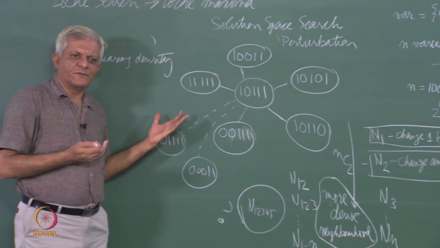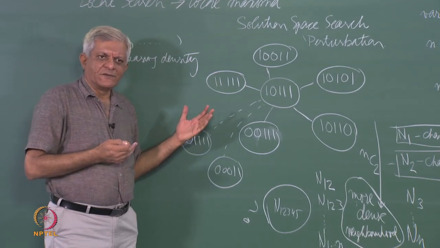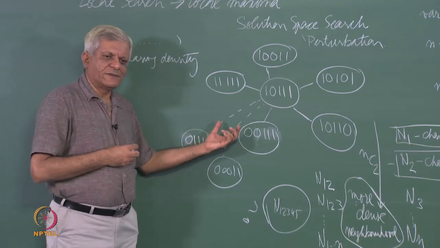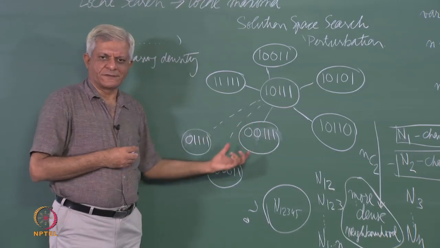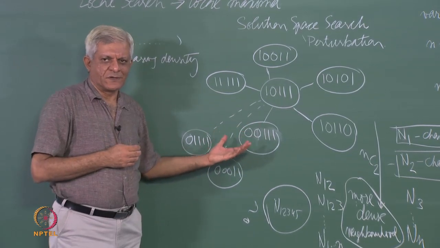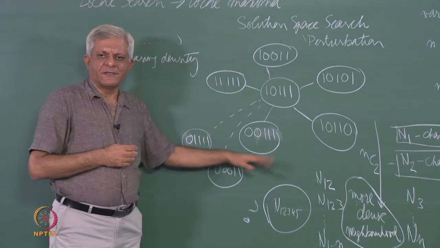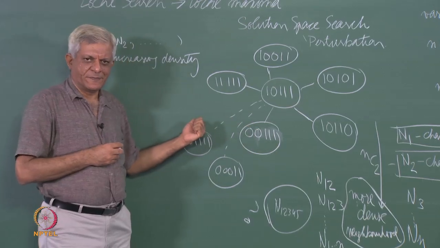And what is the notion of a local maxima? The notion of a local maxima is that this state is better than all its neighbors. That is the notion of a local maxima. If all the neighbors are the entire set like in that example, then it is a global maxima essentially.